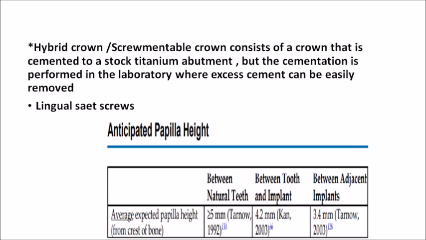Also you have something known as the lingual set screws. So those are the four types, okay? Cementable, screwable, screw-mentable or hybrid type, and the lingual set screws. As you can see from the figure, the screw is on the lingual side. That is why it is called lingual set screw.